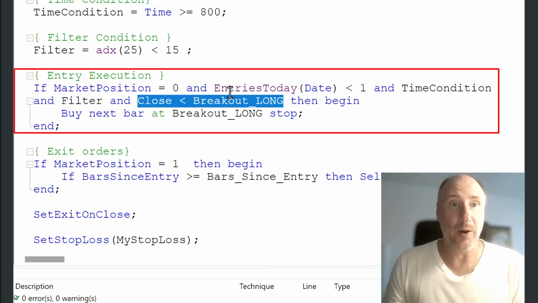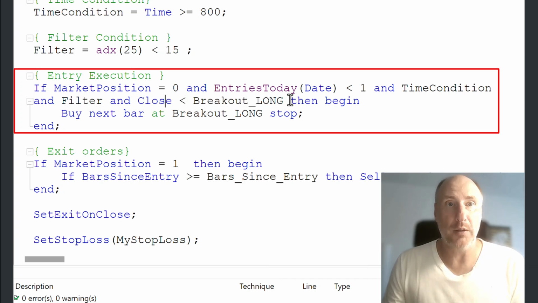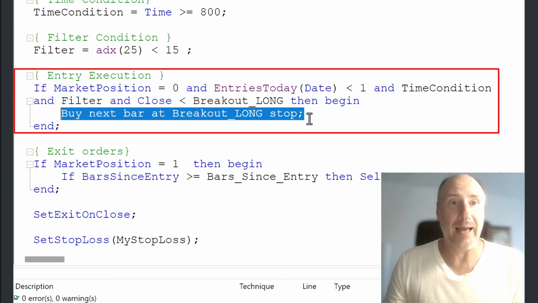And then we have one auxiliary condition, which says that the close of the market has to be below the breakout level itself. Once these conditions are met, finally, we create the breakout entry order itself, which in TradeStation EasyLanguage goes like this.